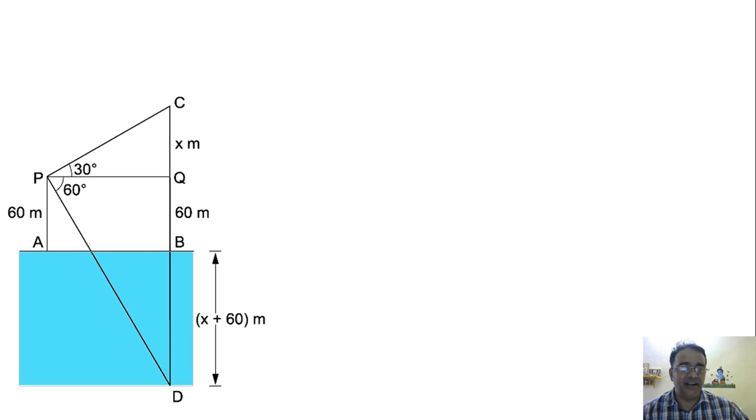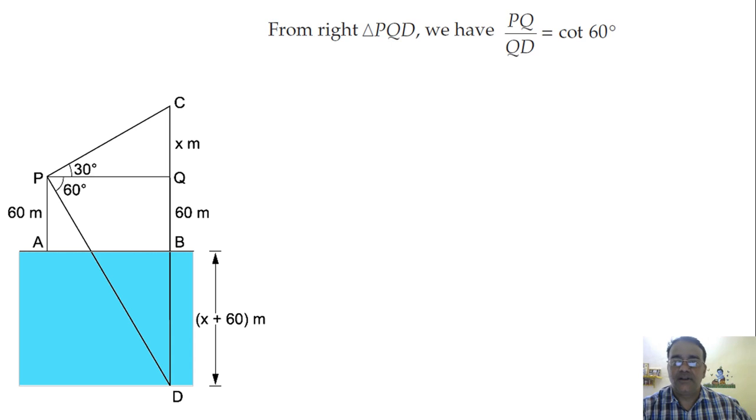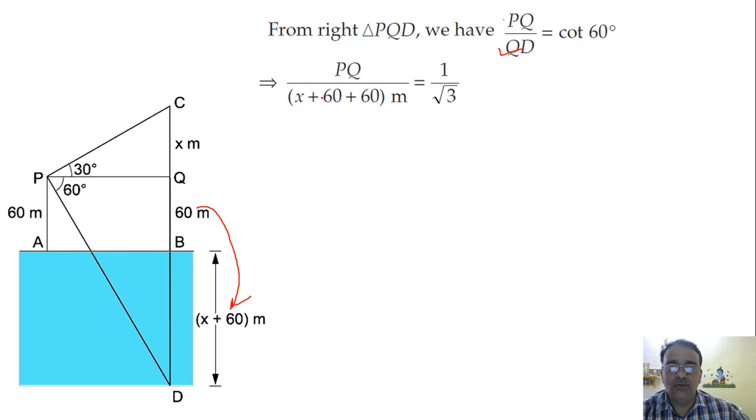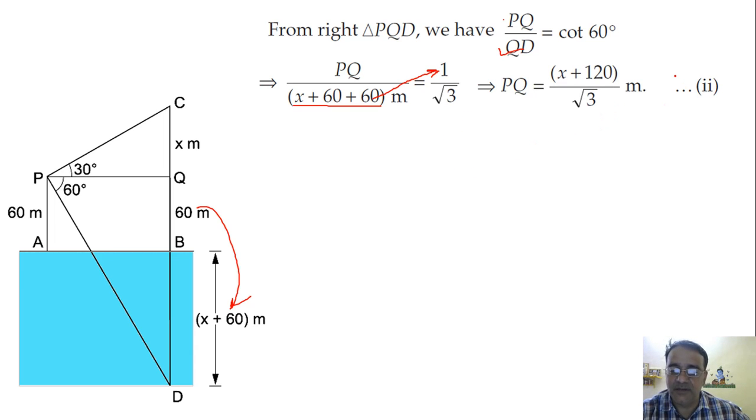Right? Now we'll take another right triangle, PQD, cot 60 degree, PQ upon QD. And we got the PQ value also in the previous one, but that we will do later. See how much QD will be, from here to here, meaning we have to add these two. So PQ upon x plus 60 plus 60. And what is cot 60? 1/√3. So PQ upon x plus 60 is equal to 1 upon √3. So we shift this here. So PQ is equal to x plus 120 upon √3 meter. Let it be equation number 2.